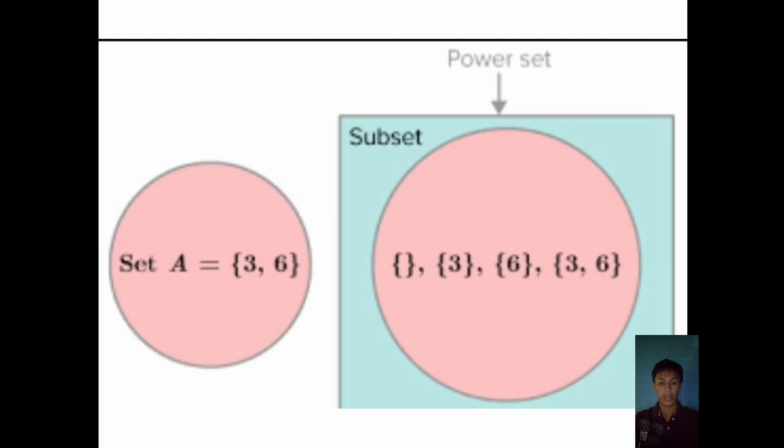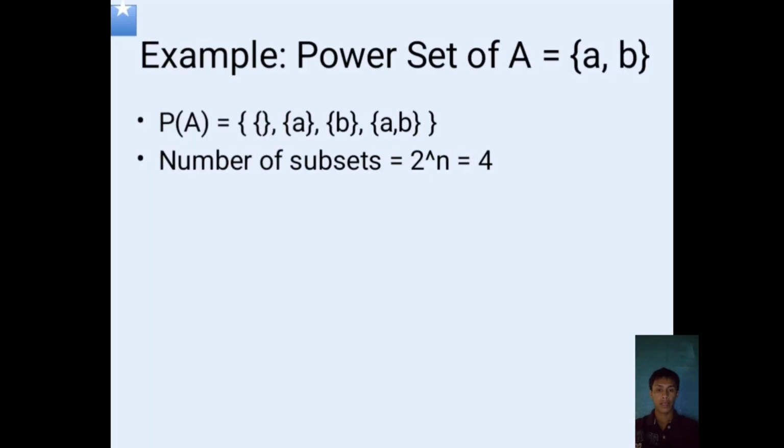So that is the power set of set A, which has 3 and 6 as elements. So we have here an example of a power set. We will try to find the power set of A. The elements of A are a and b. So we will figure out what the power set of the given set A is. By definition, the power set is composed of all subsets of the given set. It is represented as P of A.